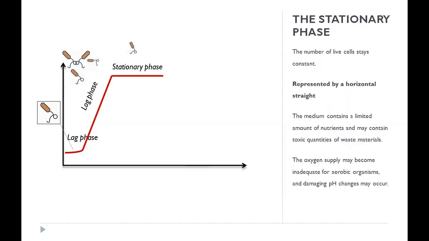So log phase or exponential phase is followed by stationary phase. So you can imagine what is happening here. The nutrient broth test tube is same as we started. So what is happening now? Bacterial cells are multiplying very rapidly.